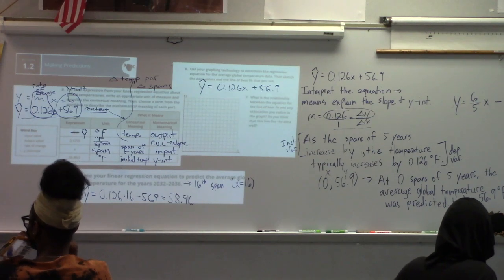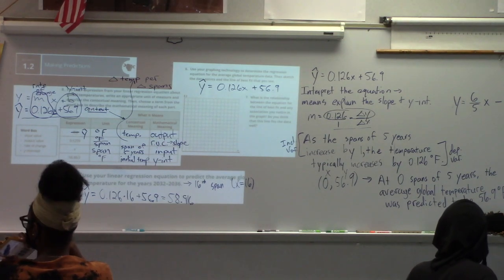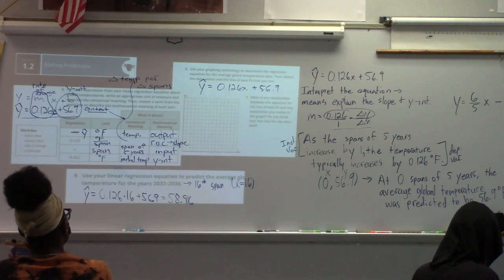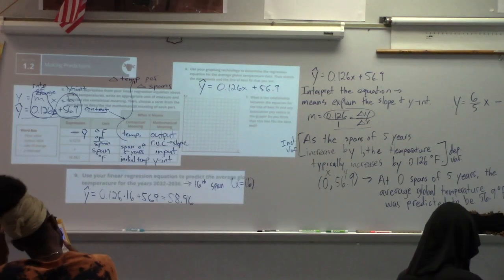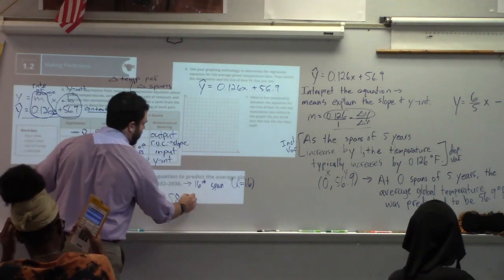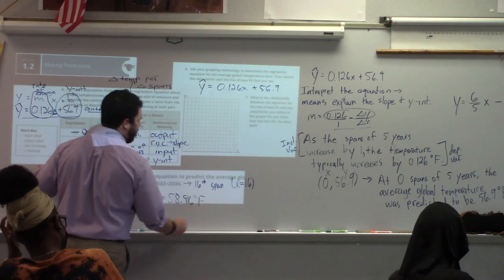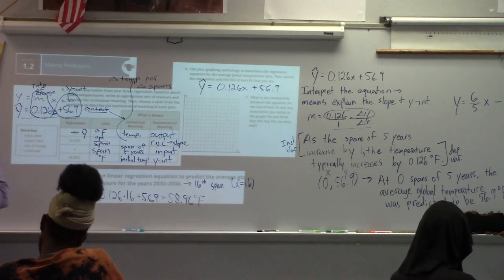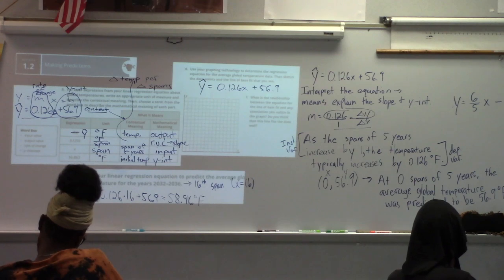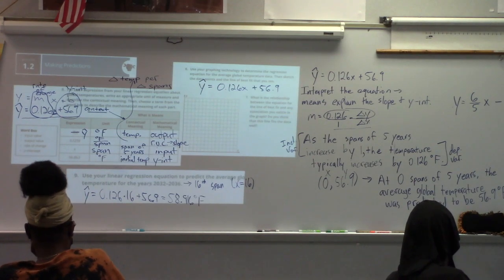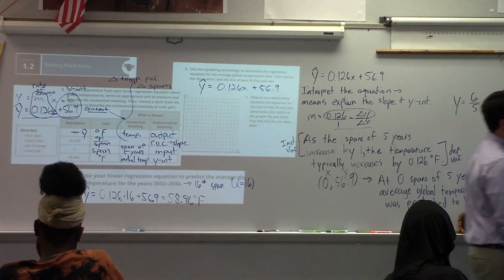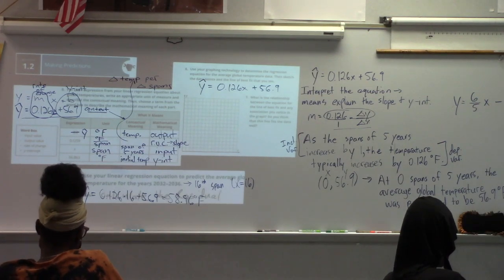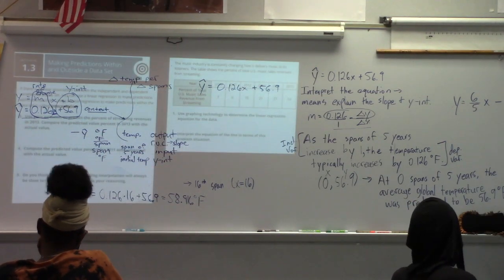So, for 2032 to 2036, we would expect the average global temperature to be what? 916 degrees Fahrenheit. Don't forget, there's a context to it. That's the Y value. In the years 2032 to 2036, we would expect the average global temperature to be 58.916 degrees Fahrenheit. No, can't do that. Okay.